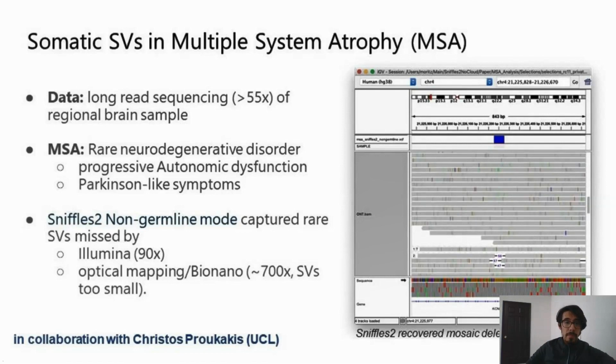Here, Sniffles 2 with the non-germline mode was able to capture a rare structural variant that was missed both by Illumina at 90x coverage and by optical mapping with BioNano at roughly 700x coverage. You can see here that this is a deletion, and this deletion is in a repetitive sequence in a gene that is important for MSA disease progression, and thus showing that Sniffles 2 is able to recover these rare events that are disease relevant.